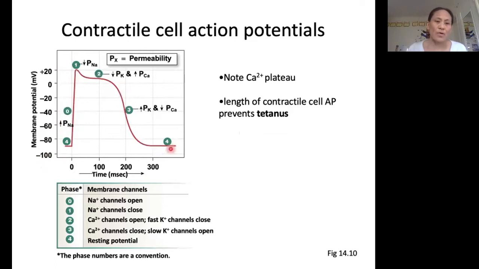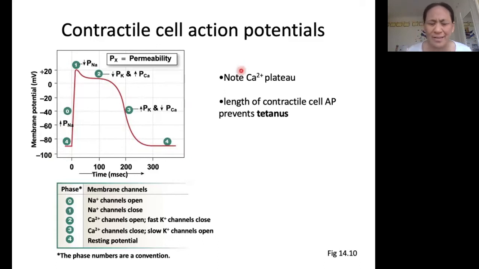I'm not going to go over the details of the mechanism behind the contractile cell action potential, but in case you want to know, it's right here. Okay. But there are a few things about it that I want you to take note of. Actually, it's just the one thing, which is that after you have the peak of your action potential, you have this plateau phase that lasts 100, 200 milliseconds before the cell comes back down to its resting membrane potential. We call that a plateau.